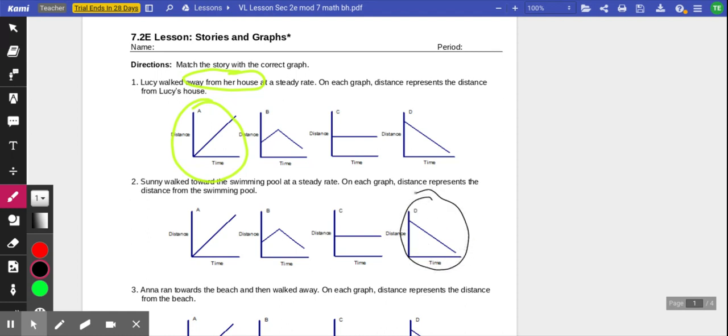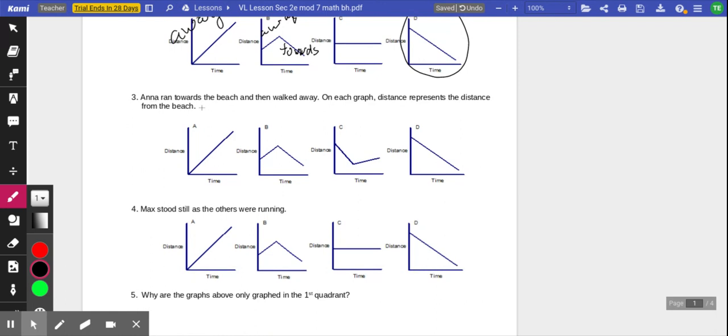Here, I'm not happy with the first one because this is going away. And this one is going away and then towards. And this one stays the same. The distance isn't changing. So I like D. Moving on.